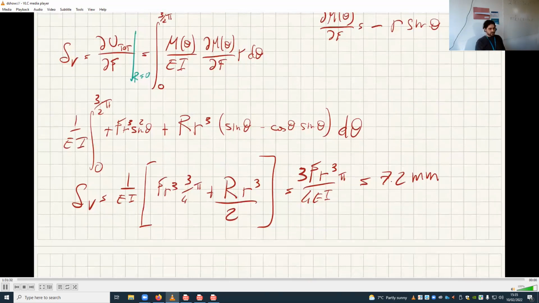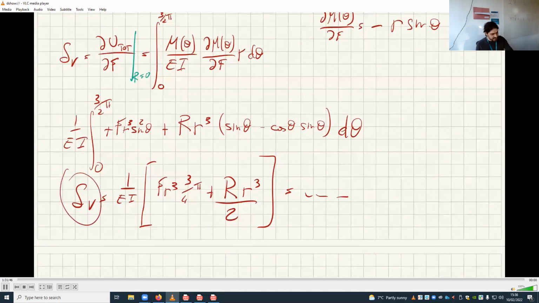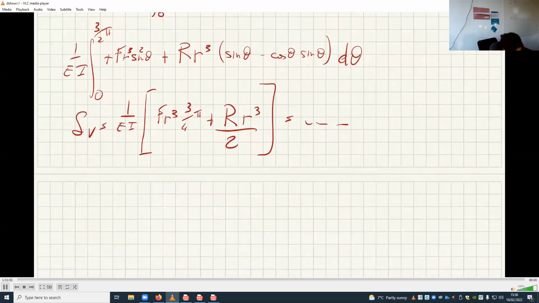And so you need to calculate this then, and this is not a number yet, because we need to calculate the reaction force first. You can't calculate this if you don't have R, because you have two unknowns here, delta V and R. So let's calculate R, and let's calculate R by finding delta H, which is equal to 0.